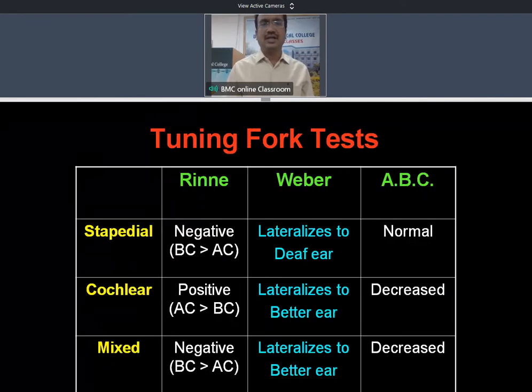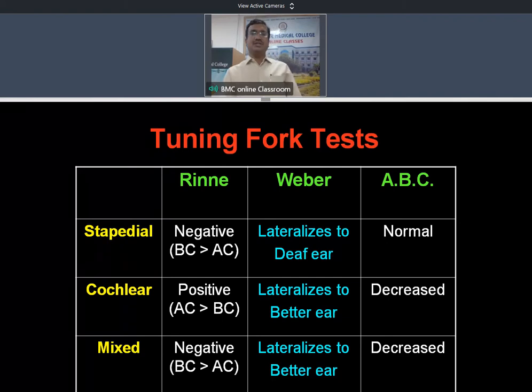So that is on clinical examination. If you do the tuning fork test, if it is a stapedial type, then you will see a pure conductive type of hearing loss. Then Rinne's test will be negative, Weber's test will be lateralized to the poorer ear, and absolute bone conduction test will be normal. So in cochlear type, there will be a sensorineural hearing loss.